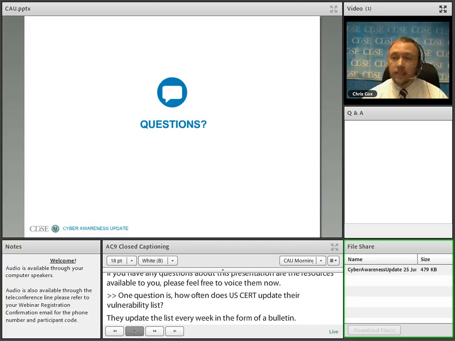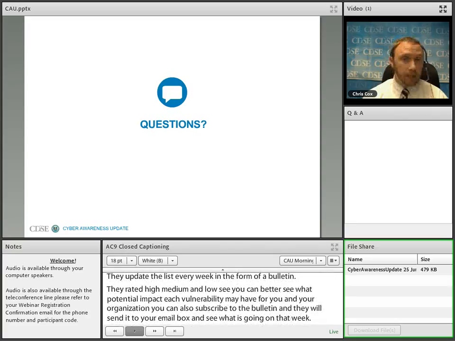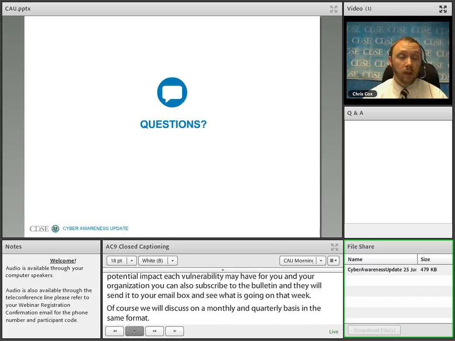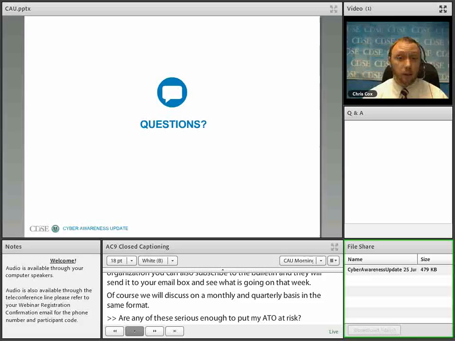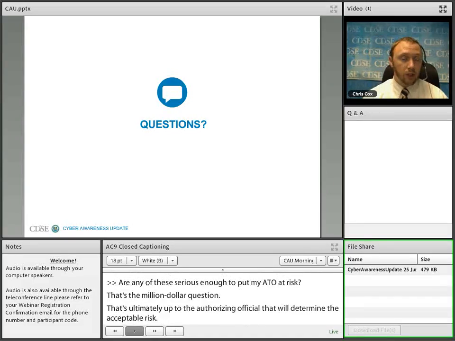Are any of these serious enough to put my ATO at risk? That's really the million-dollar question because, of course, we're all interested in maintaining our ATO, our accreditation standing. That's ultimately up to the authorizing official who's going to determine the acceptable risk. If they can't be remediated, discuss it with the AO so they can make a determination and let you know what you need to do in the interim.